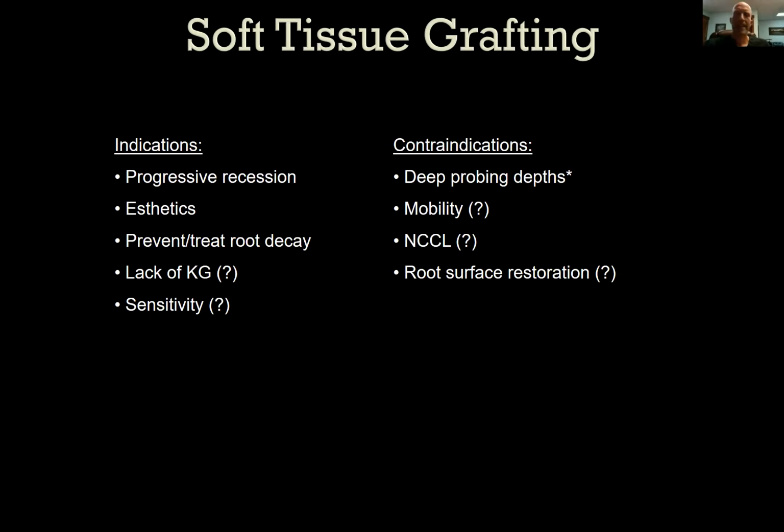So looking at indications for soft tissue grafting: progressive recession, where we notice recession happening over time; aesthetics; in an effort to prevent or treat root decay. If we have a high caries risk individual and we have recession, that's a good indication for soft tissue grafting. Lack of keratinized gingiva, I think I've hammered that enough.